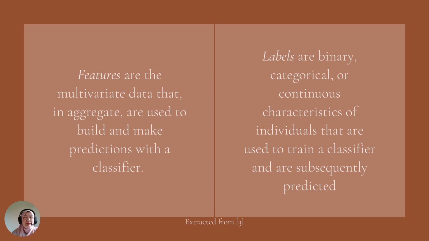Labels are for the datasets. We can give labels in terms of binary numbers. They can be categorical, for example abnormal, benign, or malignant, or continuous characteristics of individuals that are used to train a classifier and are subsequently predicted. So this is a very focused name that you want to give to your dataset.